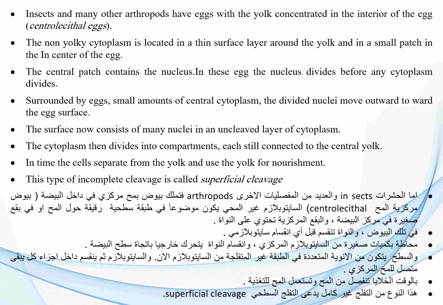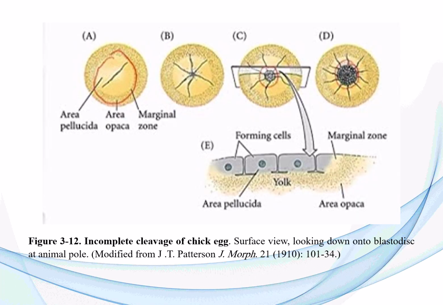Exactly. The cleavage furrows simply cannot penetrate the dense yolk, so only that small disc of cytoplasm at the animal pole divides. The yolk itself remains undivided. It's like a huge energy reserve the developing cap sits on top of. That makes sense. The yolk is just too much of a barrier. Precisely. And is there another type of incomplete cleavage, something even more specialized?